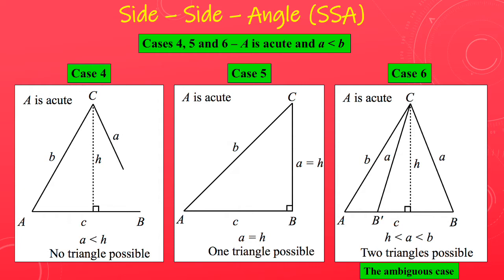This is called the ambiguous case. Ambiguous means that it has more than one meaning. And what we're saying is that when we get this situation, it is entirely possible that there will be more than one triangle possible. That is the reason that SSA is not a reason for congruence.